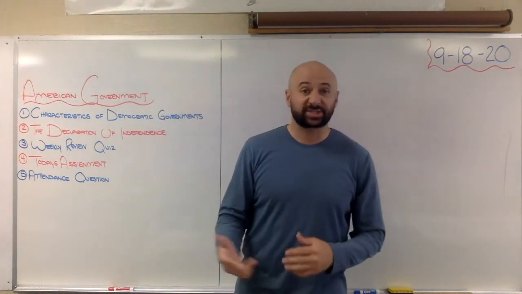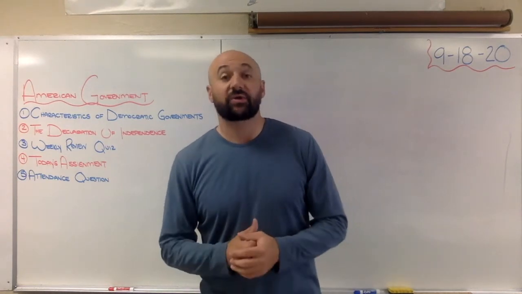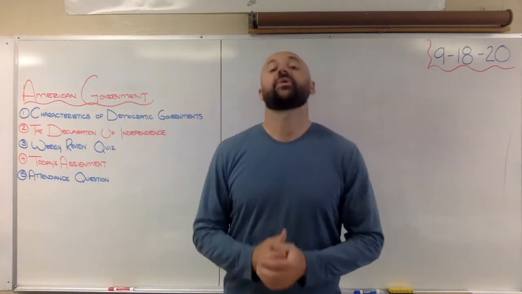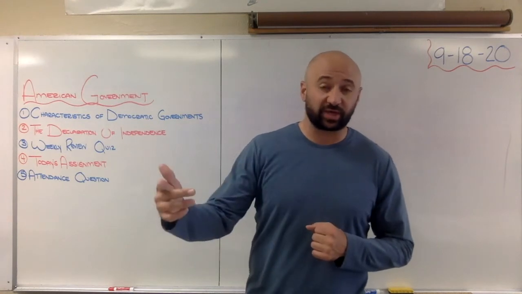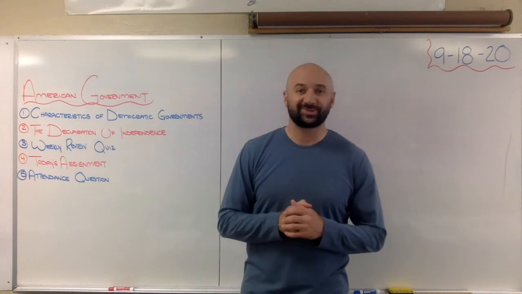We've said characteristics are defining things, so how would you describe it? We're going to describe what democratic governments, including our own, look like. So go ahead. If you don't have that piece of paper out, hit the pause button, go get it. If you do, let's go ahead and turn it on over to those Cornell notes.